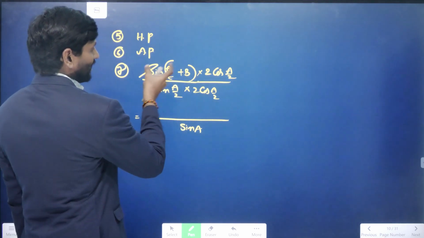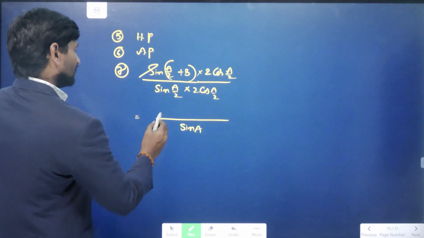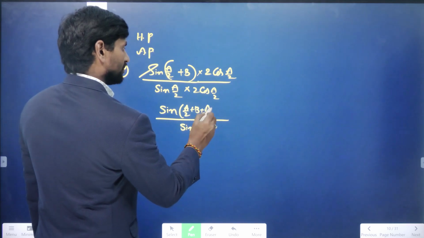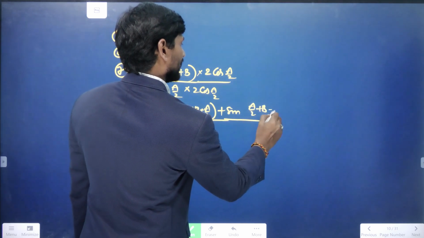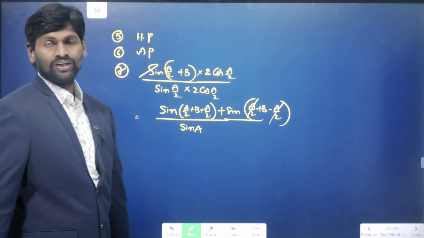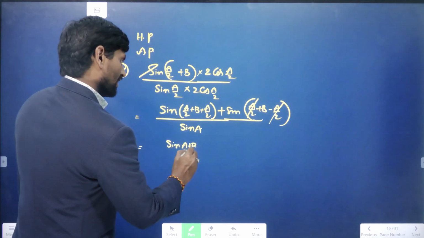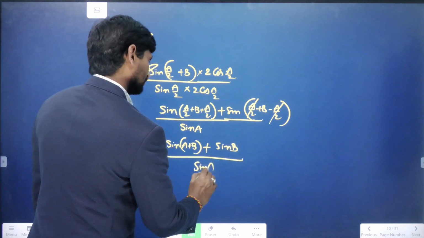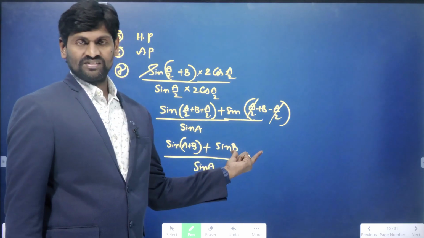Here 2 sin cos is the formula from the transformations of sin plus sin. Sin plus sin means first add: a by 2 plus b plus a by 2, then subtract: a by 2 plus b minus a by 2. Plus a by 2 minus a by 2 cancels. Here a by 2 plus a by 2 becomes a. This is a plus b. So we got sin a plus b plus sin b by sin a.